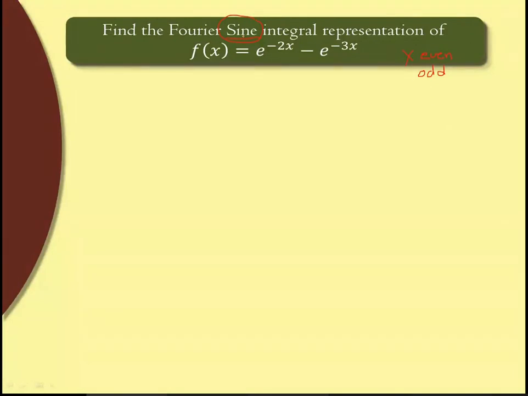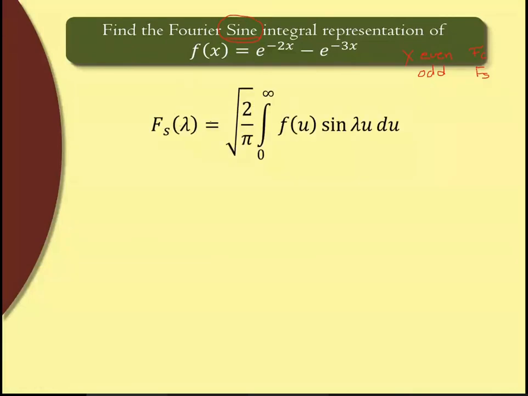Directly use the formula of the Fourier sine transform. This may be an even or odd function, but still we can find its Fourier cosine or sine transform. But if nothing is mentioned, then only check for even or odd and accordingly use the corresponding Fourier cosine transform or Fourier sine transform. But here it is mentioned sine, so directly use the Fourier sine transform. Okay, Fs of lambda is equal to square root of 2 by pi, integral 0 to infinity f of u sine lambda u du.